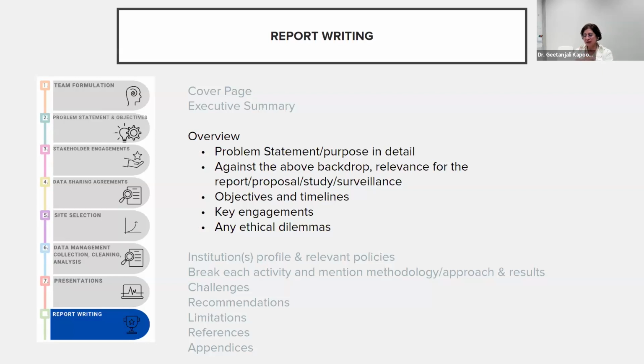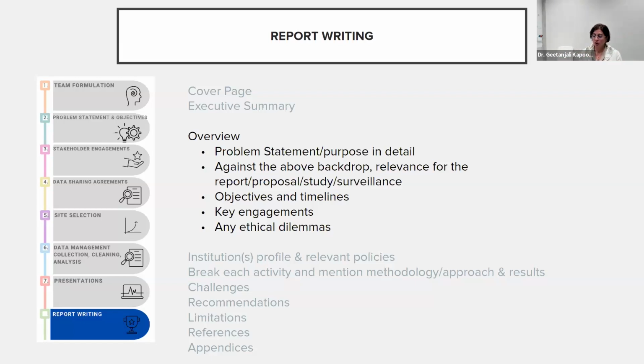But the overview is similar to the executive summary, except this time your problem statement or purpose would be in much greater detail. You can talk a little more than what you did earlier. Then against that backdrop of your problem statement or purpose, you follow it up with the relevance of this particular study, surveillance or proposal. So why are you doing it? The dots have to be joined. The problem is this, hence we are going to be doing this.